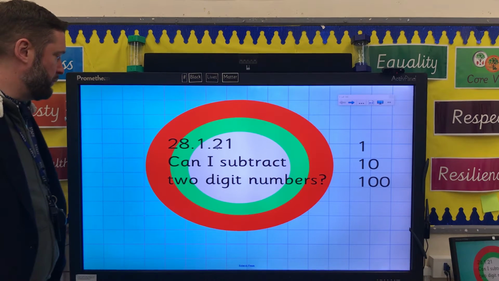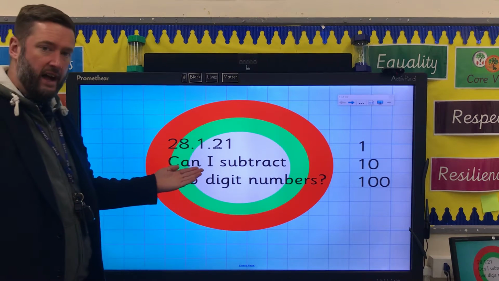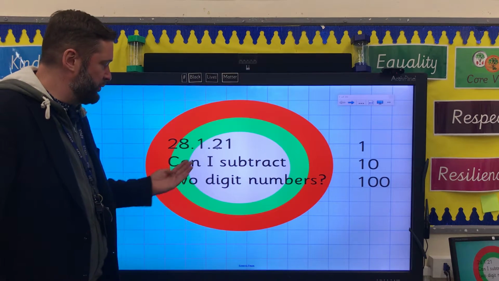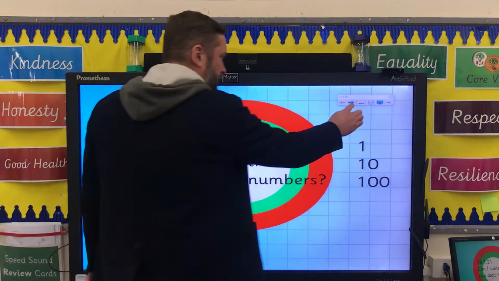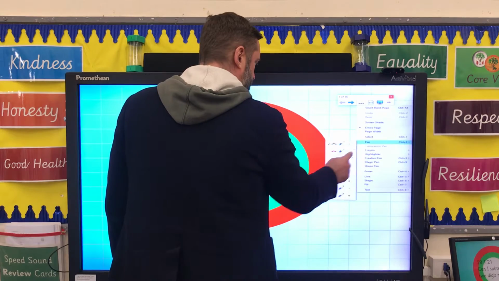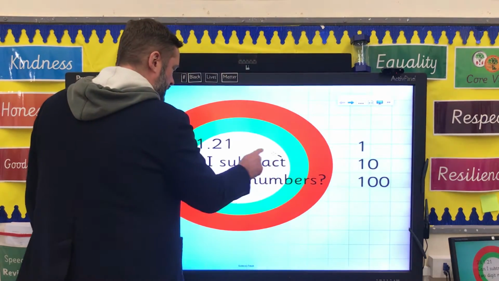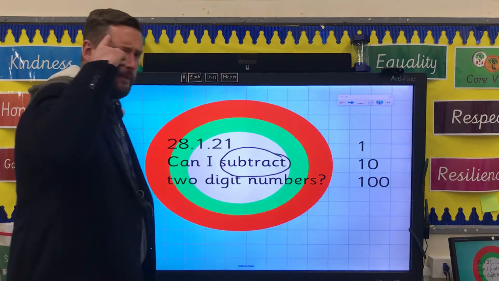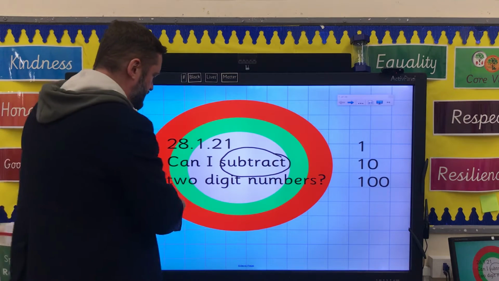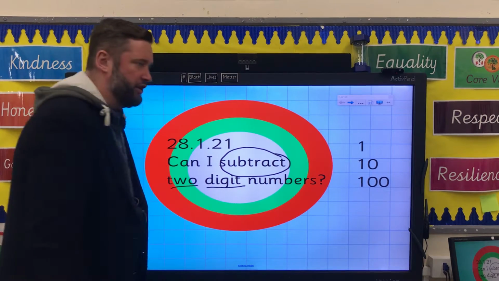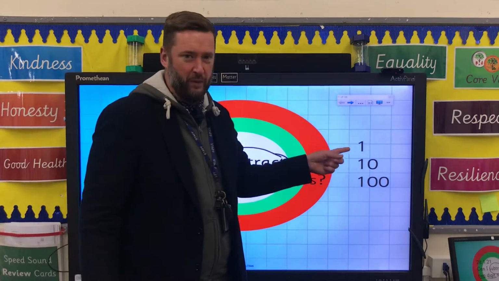Read the learning question with me. Can I subtract two-digit numbers? So keywords today are subtract, can you remember what subtract means? And two-digit numbers. We've done this.